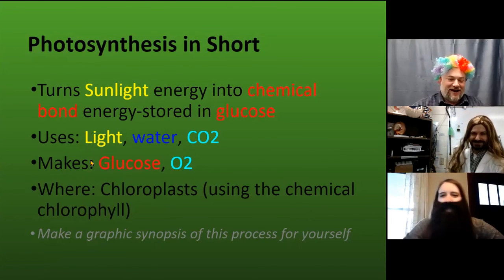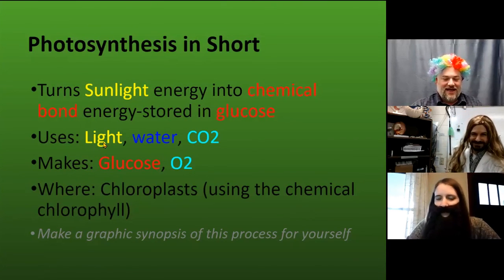Okay, sure you are. So sum it up, photosynthesis uses light, water, and carbon dioxide. The light and water get used in the light reaction. The carbon dioxide gets used in the dark reaction to make glucose and oxygen. Oxygen gets made in the light reaction. Glucose gets made in the dark reaction. And it all happens in the chloroplast with chlorophyll.